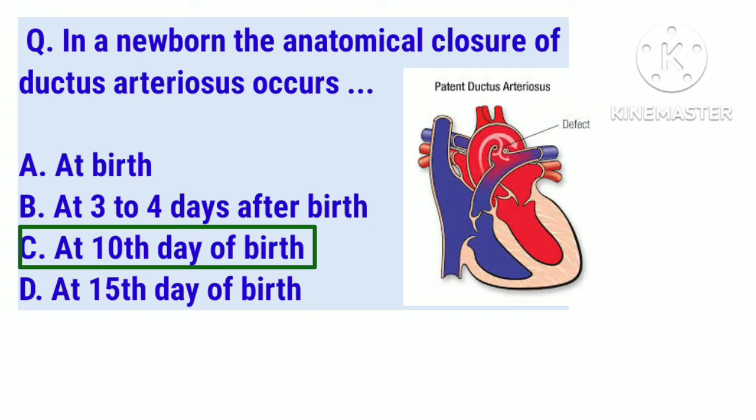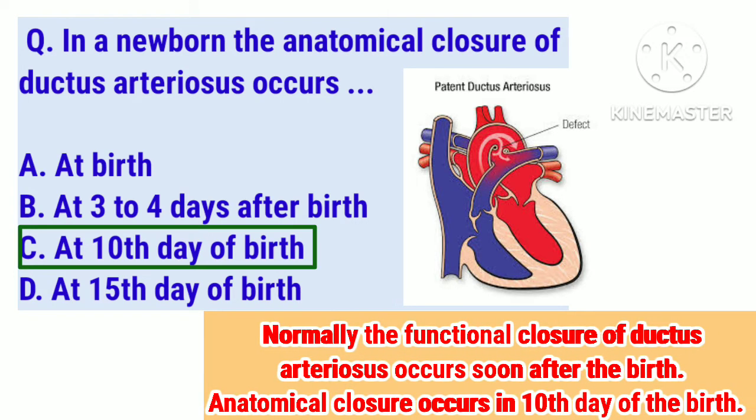Ductus arteriosus is a blood vessel connecting the main pulmonary artery and the aortic arch in the fetus to permit bypass of fetus lungs. Normally, the functional closure of ductus arteriosus occurs soon after the birth, within 18 to 24 hours of the birth. Anatomically, closure occurs in few days to weeks of delivery. It may be 10th day of the birth.